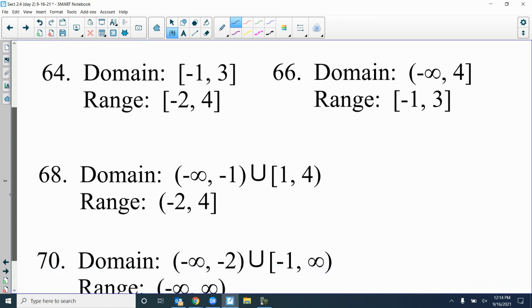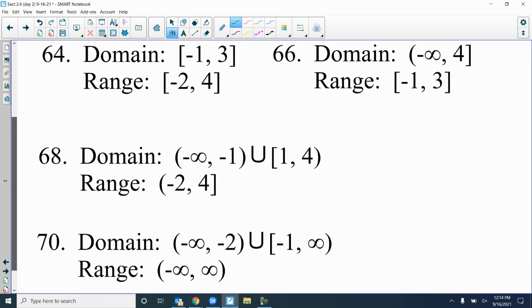Do take a look at those, please. And then look at the figure, make sure it matches up. Once you're done, we're going to finish up those notes from yesterday.